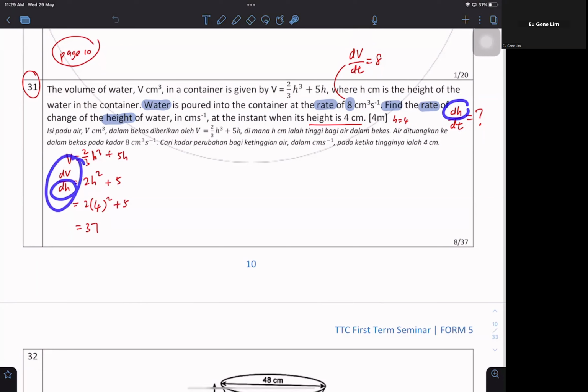So this and this put together on the left hand side, like this: dV/dh times dh/dt. You see dh and dh up and down. So if you cut, what will it become? It will become dV/dt. So the other side is dV/dt.